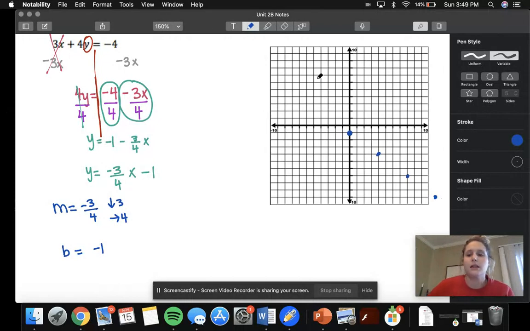Then I'm going to go backwards. So instead of going down right, I'm going to go up left.